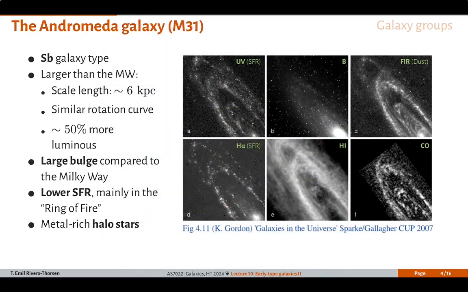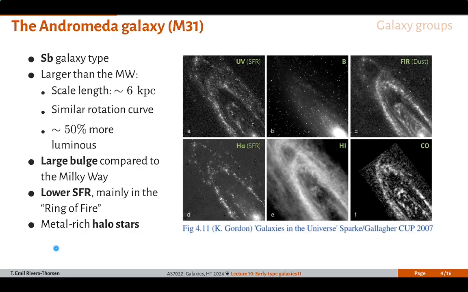Andromeda has a large bulge compared to the Milky Way, and it has a lower star formation rate. But where it does have star formation, it is mainly concentrated in the so-called ring of fire that we can see, for example, here. We can see it around here as well. And it has relatively metal-rich halo stars.